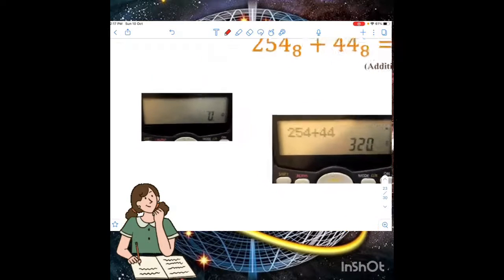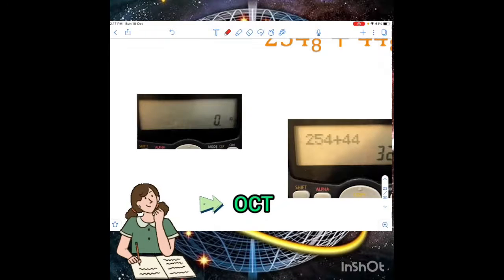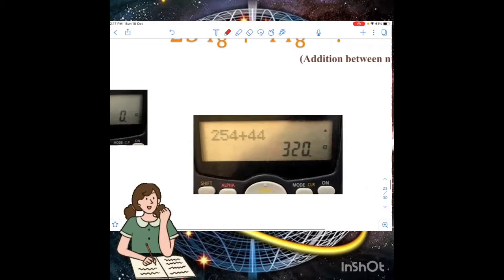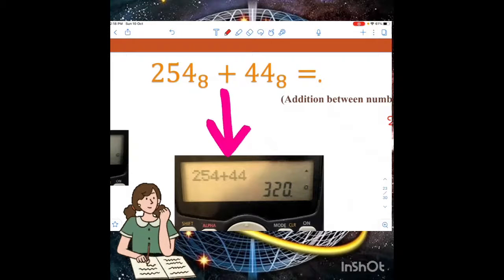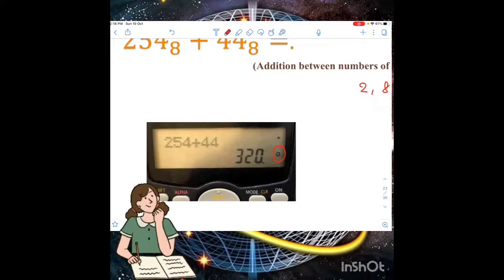So we just go to the calculator and we go to the mode of base. After we log into the mode of base, we choose OCT. OCT means we are telling the calculator that now we are performing base 8 calculations. After everything has been set, we just press the numbers given by the question, which is 254 plus 44. Then we press equal. Then the calculator will show you 320 base 8. That one is the answer.